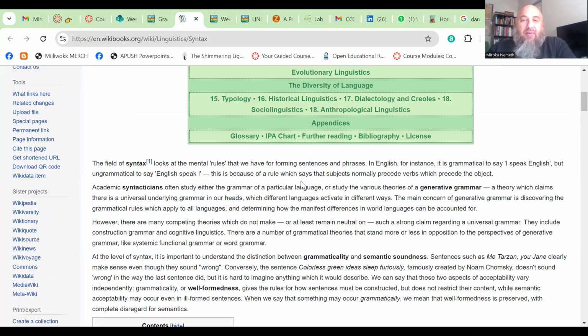The field of syntax looks at mental rules we have for forming sentences and phrases. So you get the word, really you should say, word clause, word phrase clause. But for forming sentences, for example, in English, it's grammatical to say I speak English, but ungrammatical to say English speak I, because subjects normally precede verbs, which precede the object, and there's other rules you could apply.